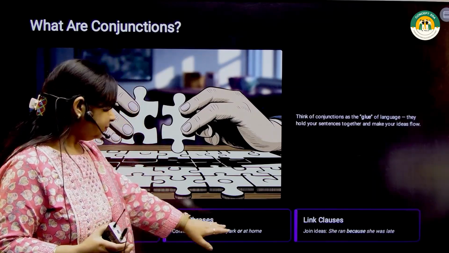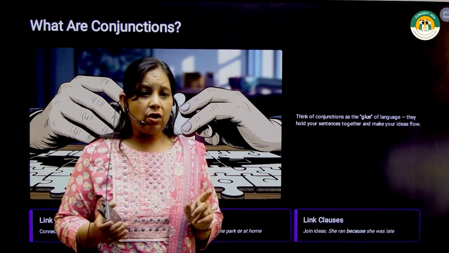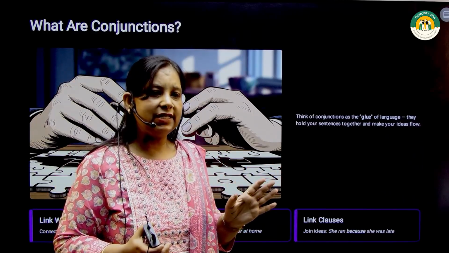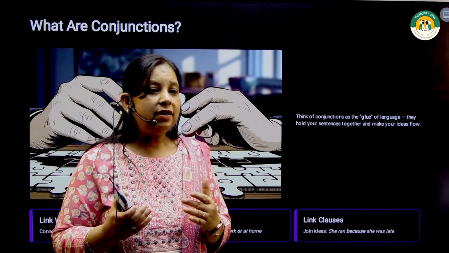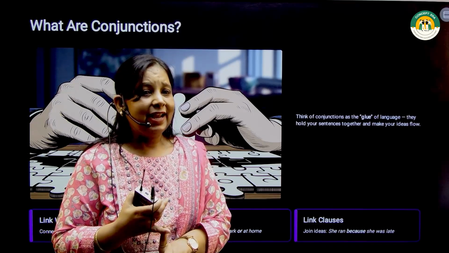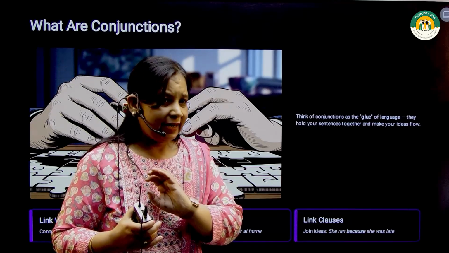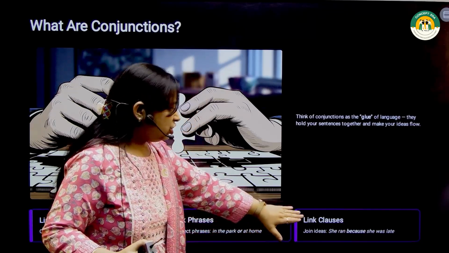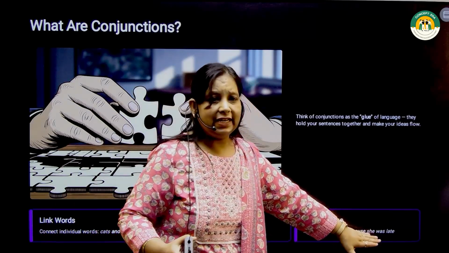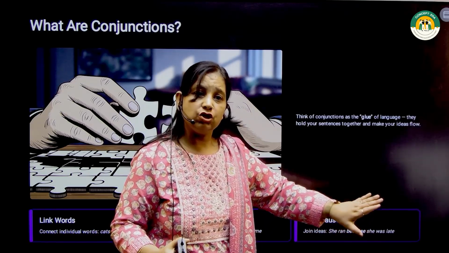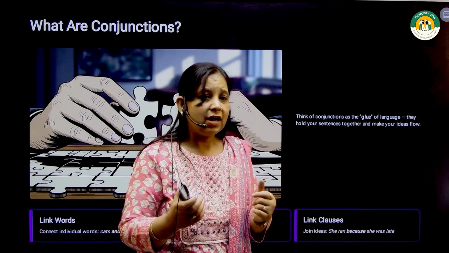Okay. Link clauses. Let me again give a brief introduction about clauses. Clauses have a subject and a verb, but still they give only a partial meaning. It is not giving the complete sensible meaning. Okay. She ran because she was late. Because is a joining word, which means it is a conjunction.